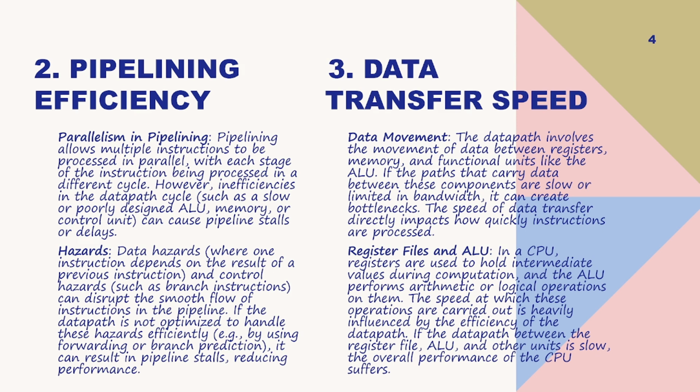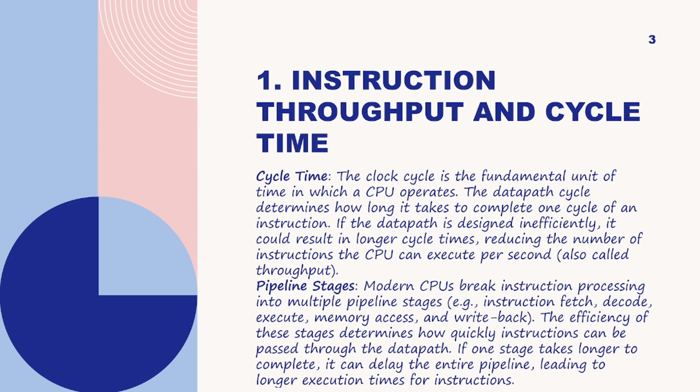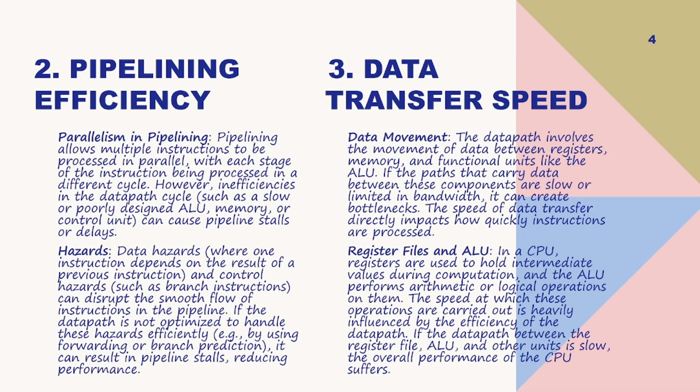So next thing is the hazards. Data hazards, where one instruction depends on the results of previous instructions, and control hazards, such as branch instructions, can disrupt the smooth flow of instructions in the pipeline. If the data path is not optimized to handle these hazards efficiently by using forwarding and branch prediction, it can result in pipeline stall. So what pipeline stall basically means is what we spoke about in the previous slides, which is that one stage will delay every other process, will delay the entire pipeline process. You get it?